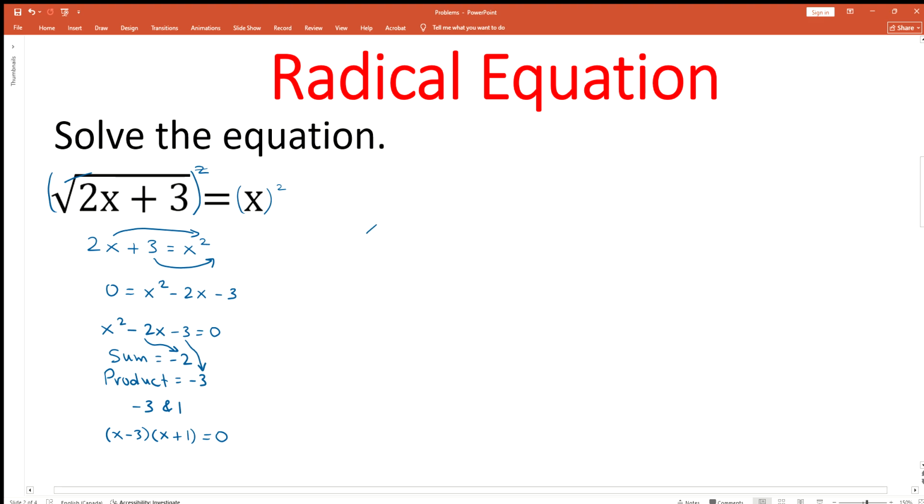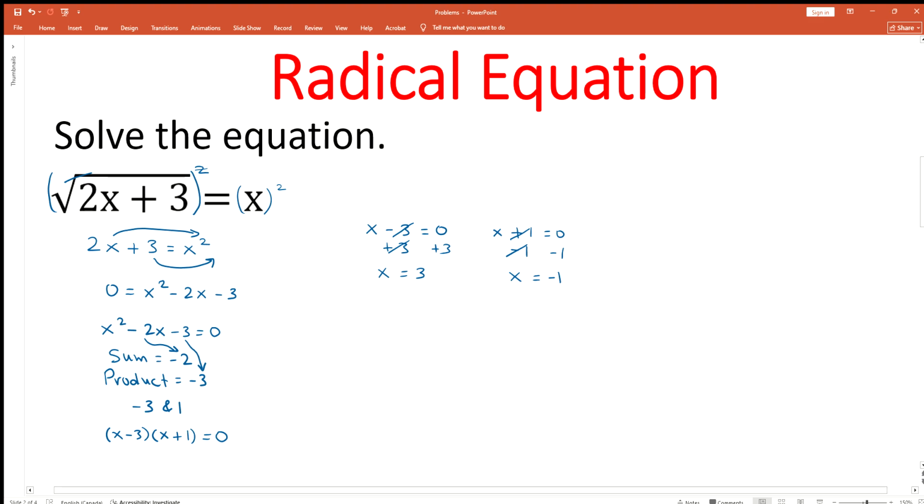Let's start with the first factor. x minus 3 equals 0. We should add 3 to both sides. I get x equals 3. That's the first solution. Now we can use the second factor. We should subtract 1 from both sides. I get x equals negative 1. This is the second solution.